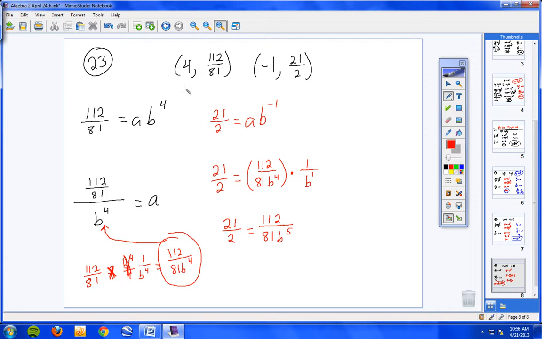Step 1, substitute your ordered pair in, solve for a. Step 2, substitute your other ordered pair in and your a in and solve for b. So we're solving for b. So please don't lose sight of that, okay?